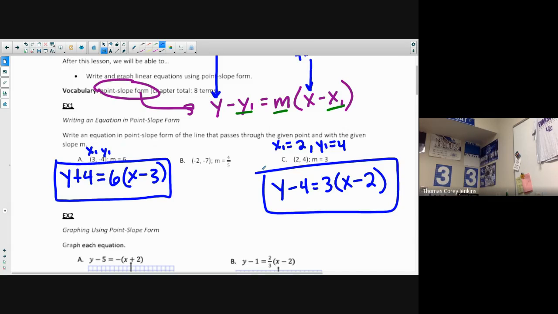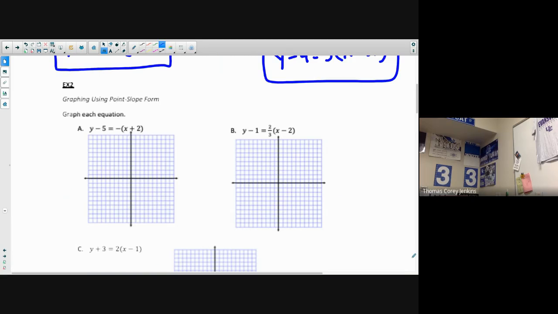Just some things to look out for. When do I know I'm done? If it ever says minus negative, that should be a plus, so that'd be one place you could simplify. And also, your final answer just has 2 variables in it, right? It has a y and it has an x, okay? So now that we've learned a little bit about that, let's go ahead and try to graph using point slope form. That's what we're going to do in example 2.